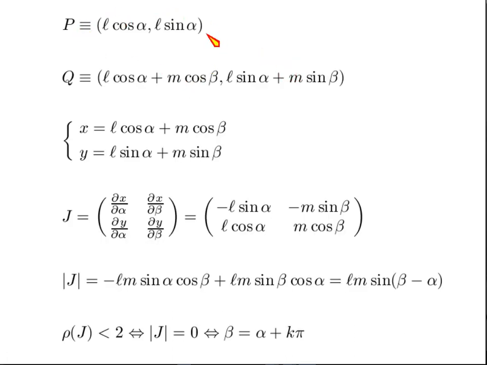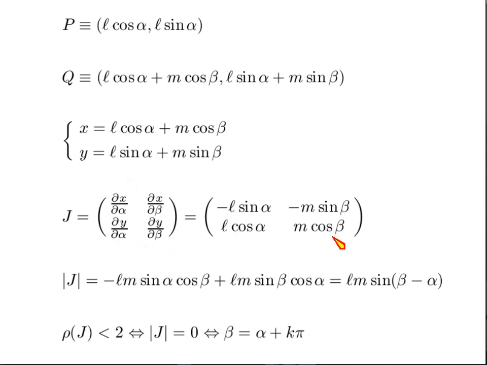Look at the computation. What's the position of P? It is L cosine of alpha, L sine of alpha. That's easy, okay? That's the position of the elbow. Once you have the position of the elbow, what's the position of the hand? The previous position plus M cosine beta, plus M sine beta, where M is the length of the forearm. Okay, let's do this. This is X, this is Y, this is my F. I can make the Jacobian matrix.